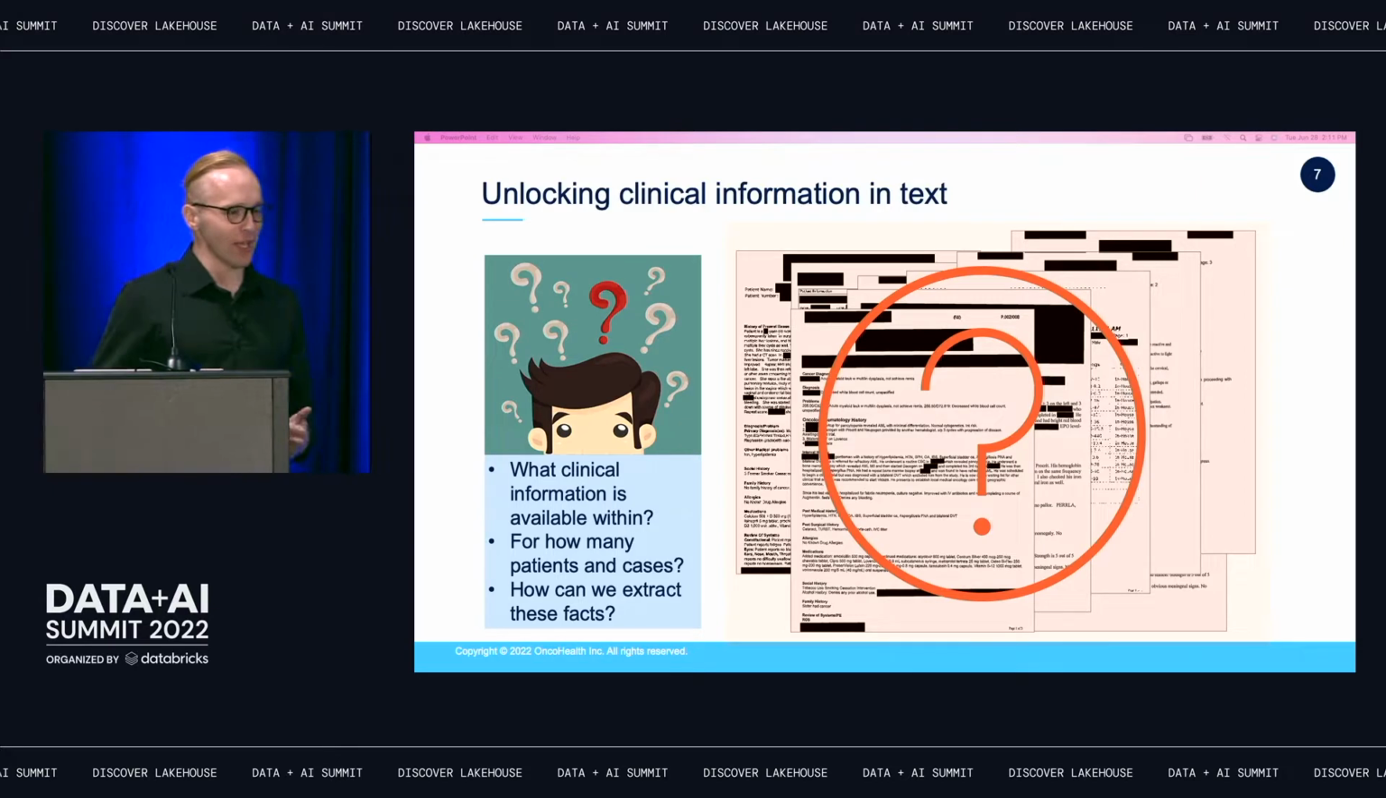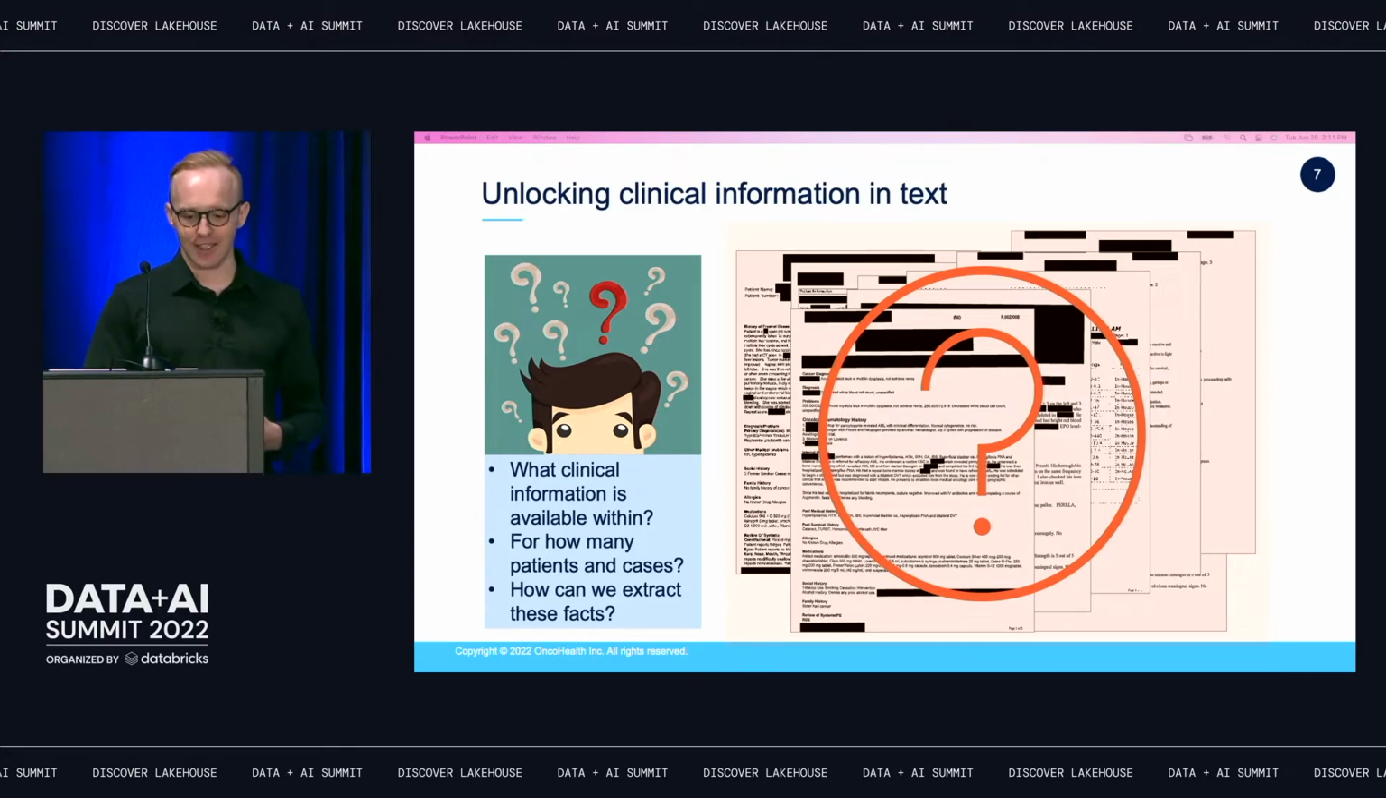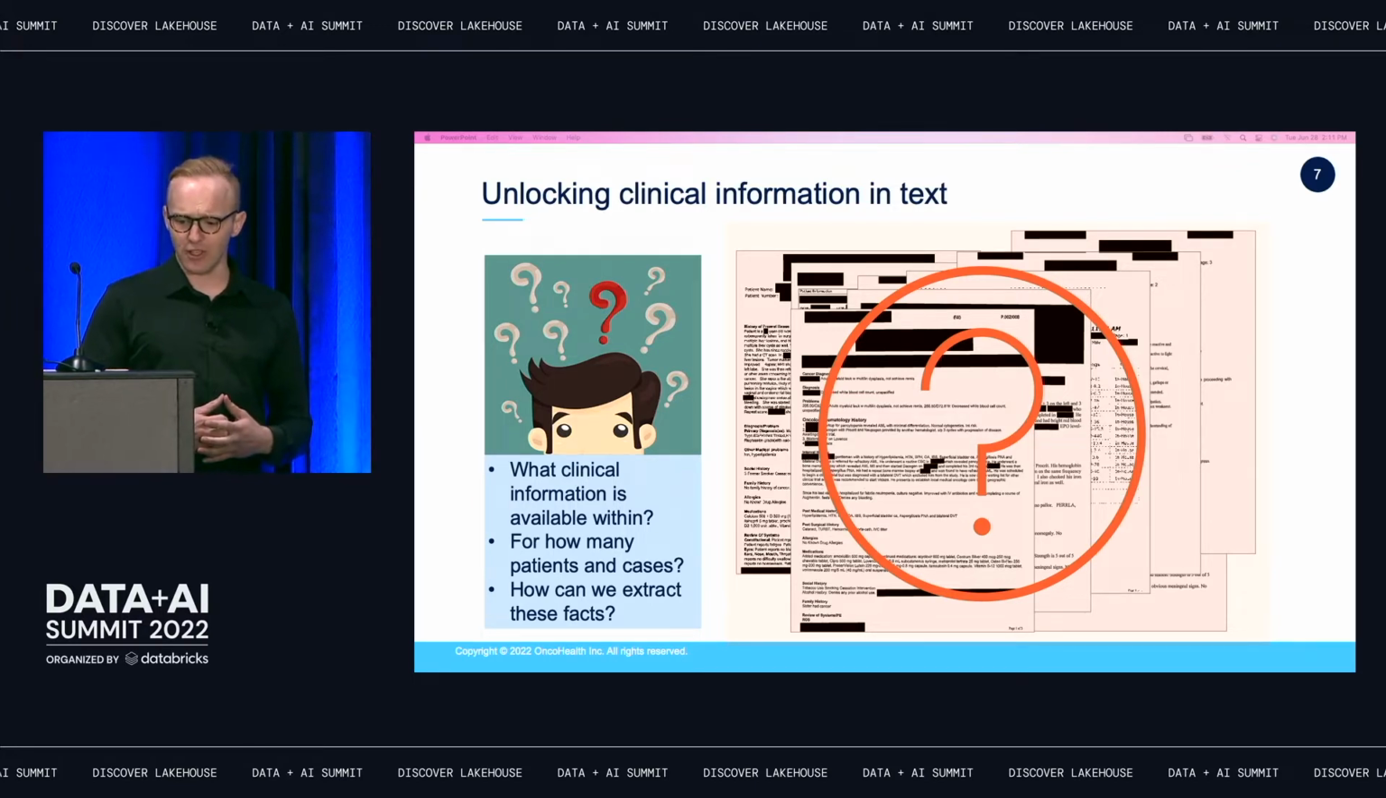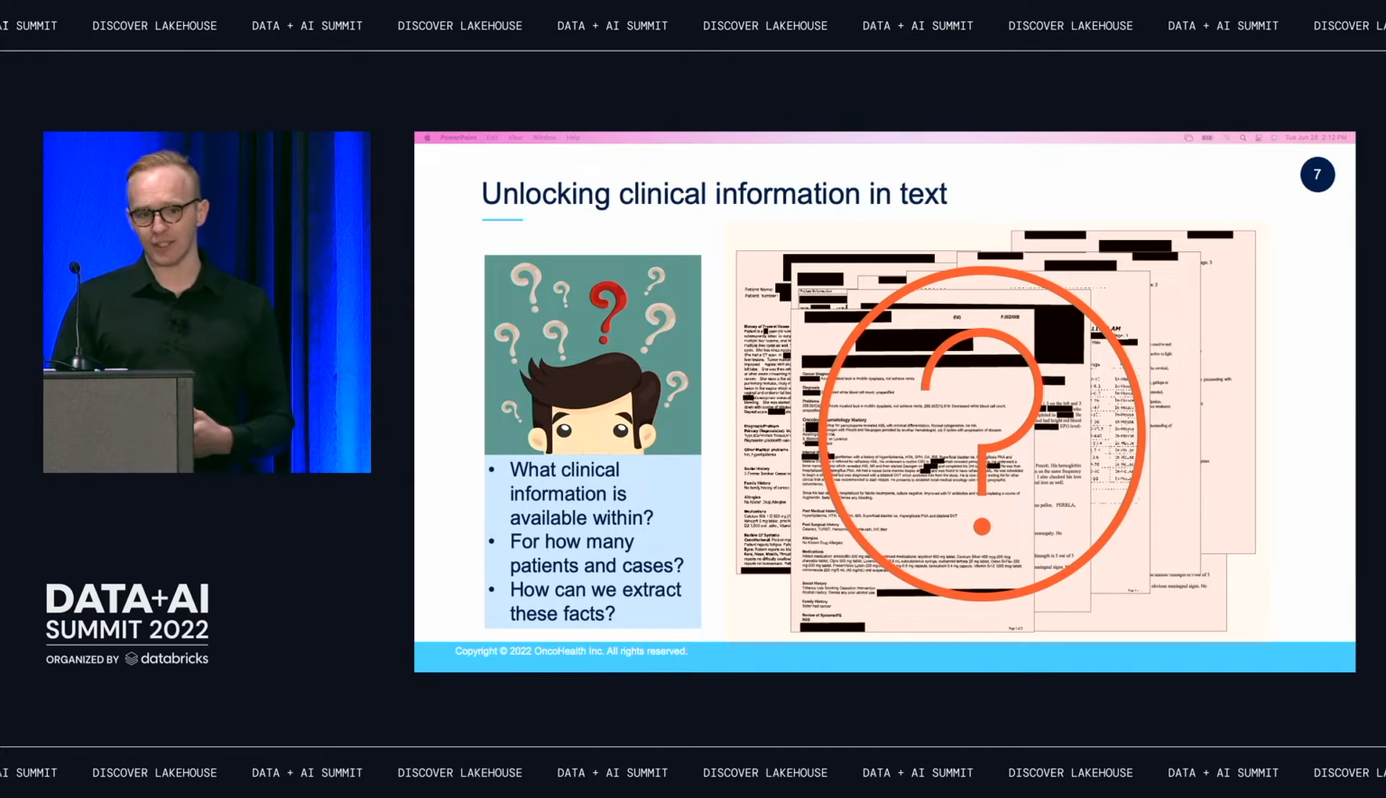And our goal now at OncoHealth is truly to unlock this text information. So as we want to extract the emerging clinical evidence that's required for treatment, we want to ask for each particular treatment in question for which we want to unlock this information: what is the patient cohort size? How many patients do we have for this particular clinical consideration? What information is available within their documents? And we want to understand this, of course, at scale in order to extract these facts.